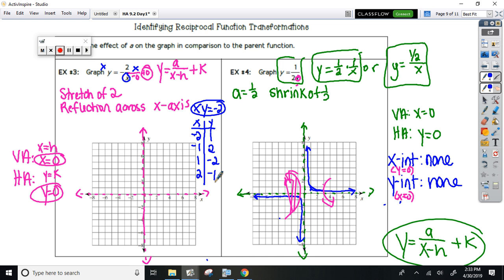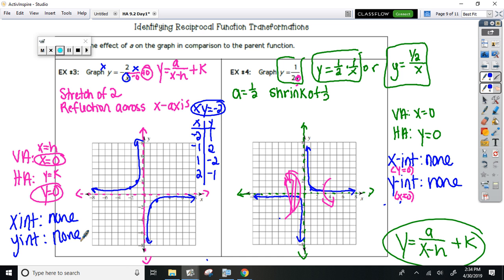But those will also be on your graphing calculator, but go ahead and plot those. Negative 2, 1. Negative 1, 2. 1, negative 2. And 2, negative 1. And there's our graph. Now they didn't ask us for this, but if they asked for the x-intercept, where does this cross the x-axis? We would say none because of the asymptote going on, and our y-intercept would also be none as well.